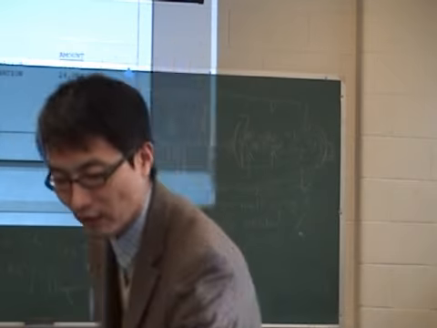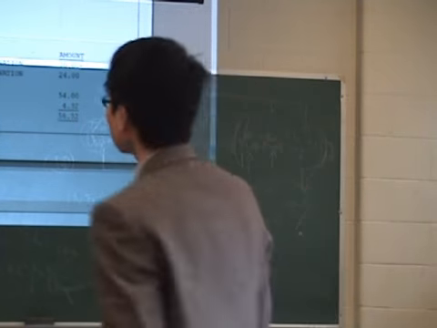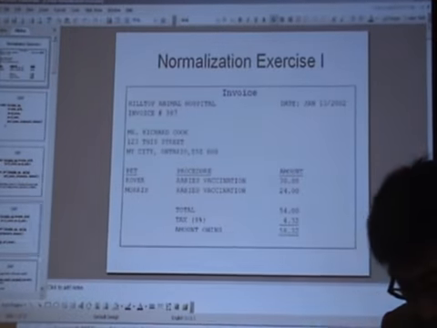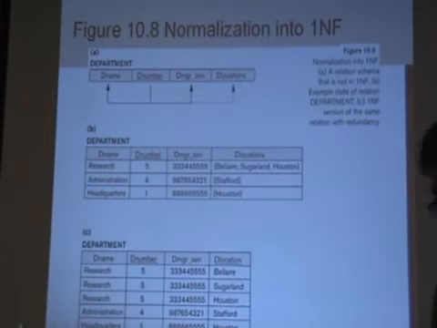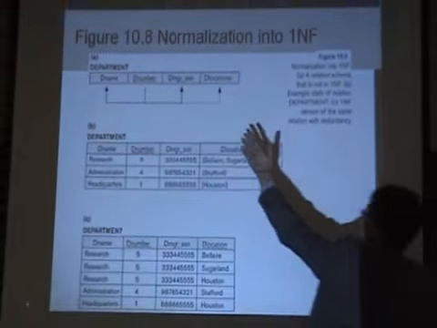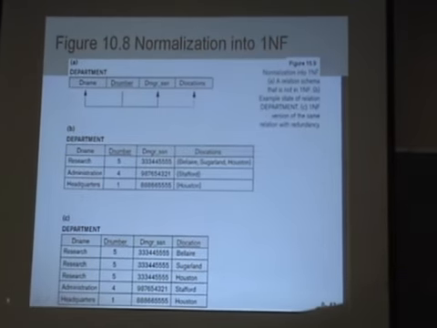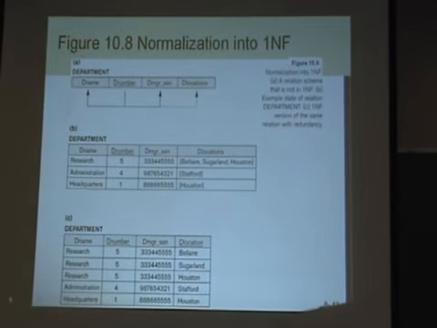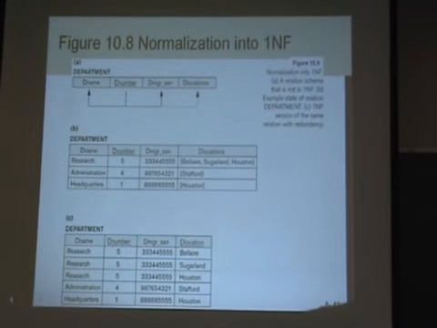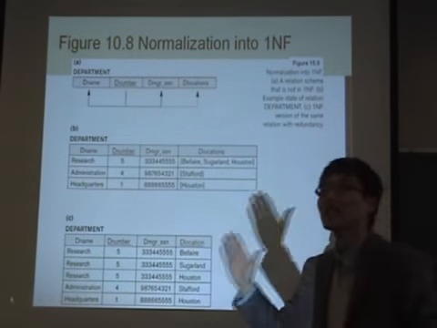So let's take a look at the example. We have the department relation as the initial one. Do you think this is in first normal form? D name, D number, manager social security number, D location. In first normal form, you don't have to worry about functional dependency. Only take a look at each attribute, whether it is single valued or not.